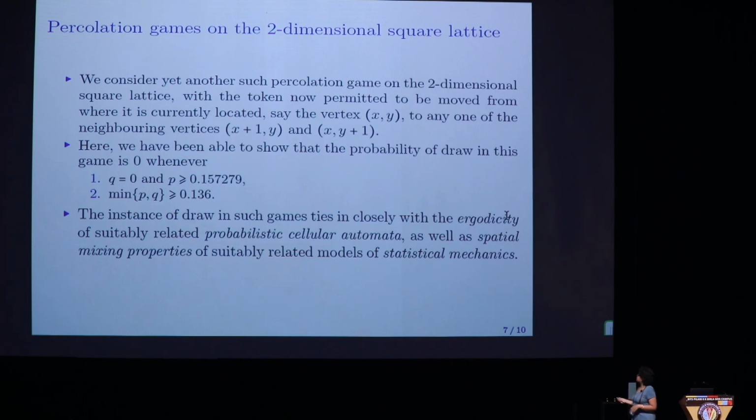And a similar question we tried to answer, but couldn't answer in its entirety. Partial results on the two-dimensional square lattice. Here, you can move the token from where it is currently located, let's say (x, y), where x and y are integers, to one of its neighbors, either (x plus 1, y) or (x, y plus 1). In this case, we show that whenever the probabilities of trap and target, P and Q, satisfy these inequalities, the probability of draw in the game is 0. But simulation tends to show that this should be true whenever P plus Q is strictly positive.